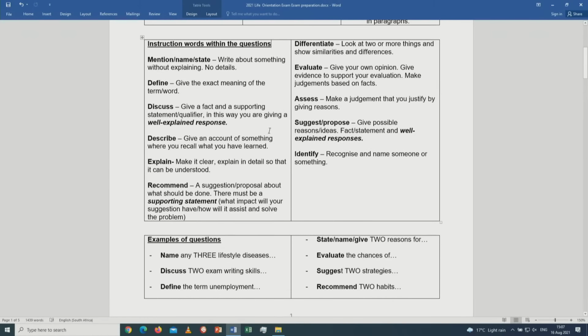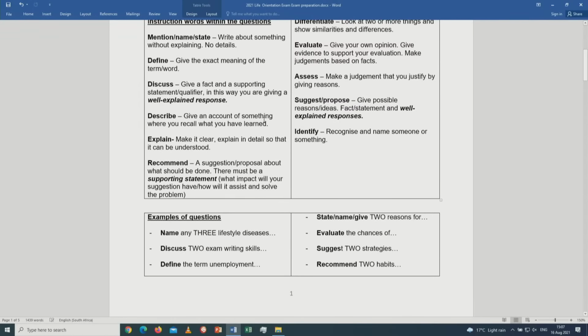If a question says define, it means you must give the exact meaning of the word or give a definition, explain what it is. And usually your definition questions count out of 2 marks.